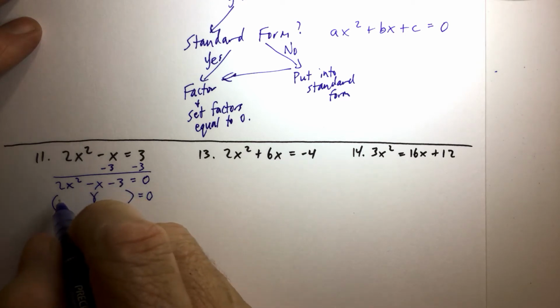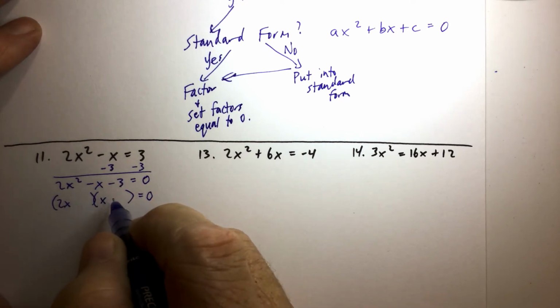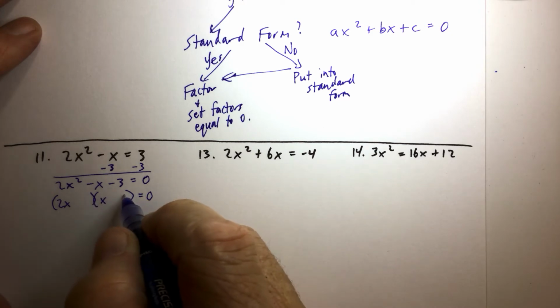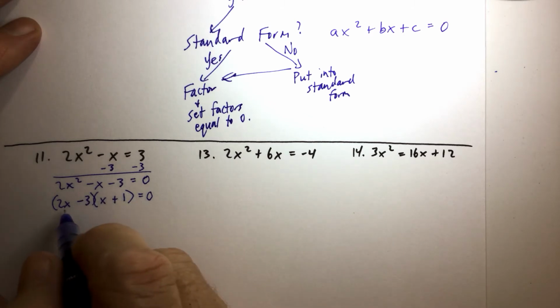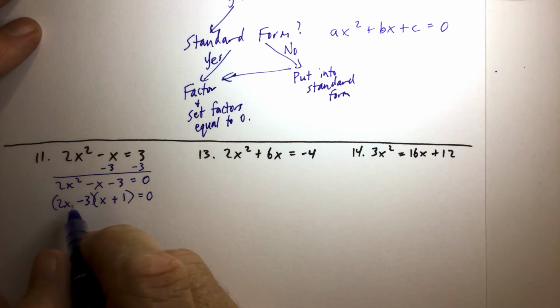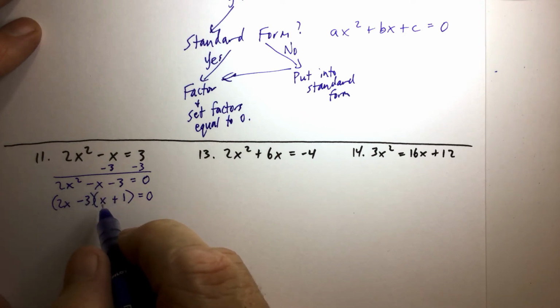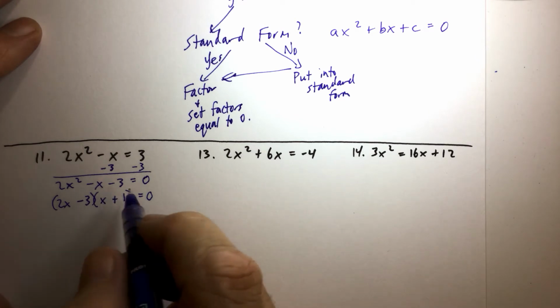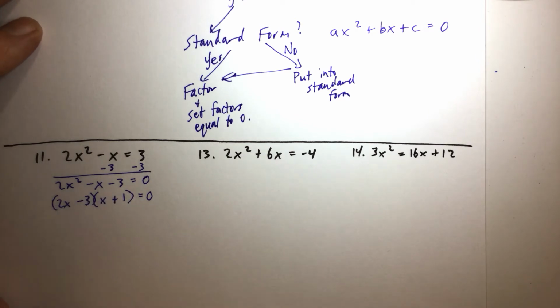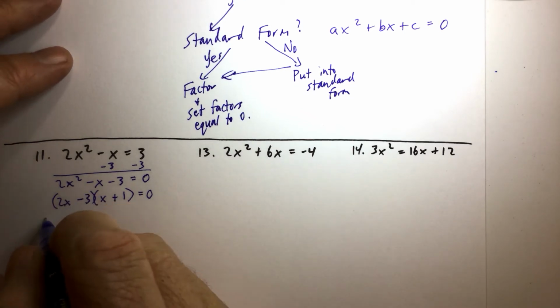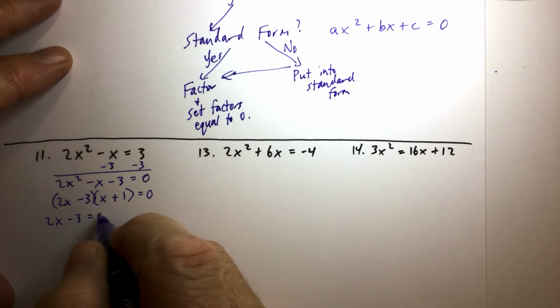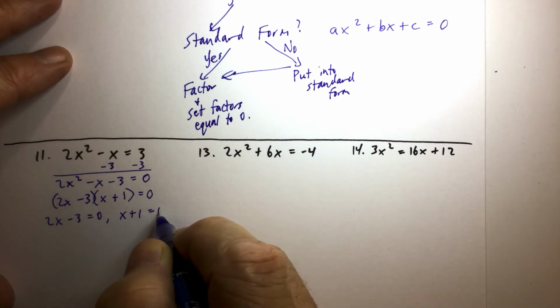Using the FOIL method, 2x times x is 2x squared, 1 times 3 is 3, a negative 3 and a positive 1. If we check, just making sure we get the right factors: 2x squared, 2x and negative 3x is negative x, and then we have minus 3. If this is where you're struggling, then your struggle is not with the new lesson, solving by factoring, it's just with factoring, so we can deal with that at a different time. In this particular video, we're going to be focusing mainly on solving by factoring.